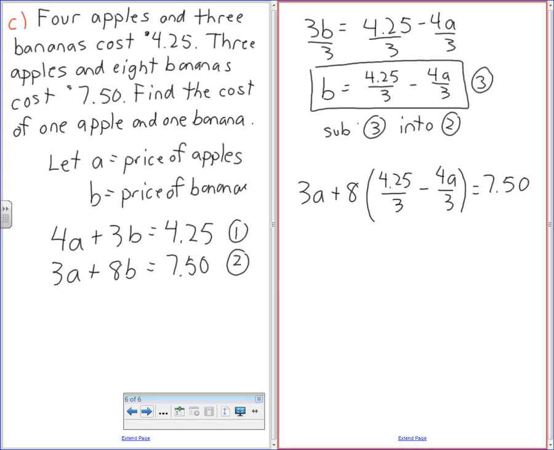What's 8 times 4.25? 34. So 34 over 3 minus 32 over 3, is that right? That should be an a. 32a over 3 equals 7.50. Now before you're shocked looking at this question, this will be on your test. This exact question, with different numbers, but something like this guaranteed.